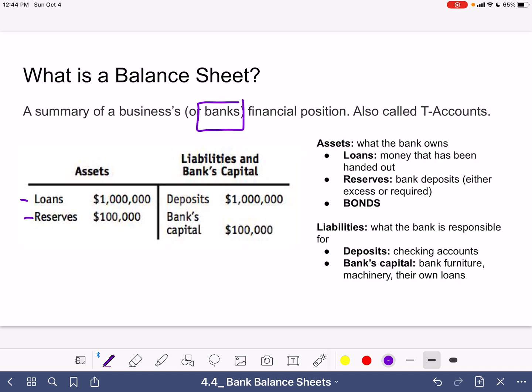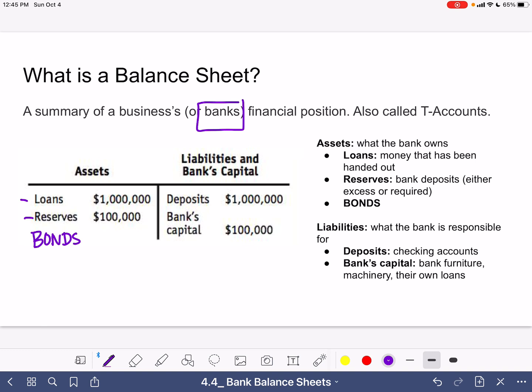Loans is money that has already been handed out. So this particular bank has $1 million worth of loans out. Now that's money already out, so you can't re-loan any loans. And then reserves are the bank deposits. That could be excess or required. So this bank has $100,000 of reserves, and we would have to figure out how much of that is excess or how much is going to be required reserves. And then also on the assets side can be our bonds from the Federal Reserve.